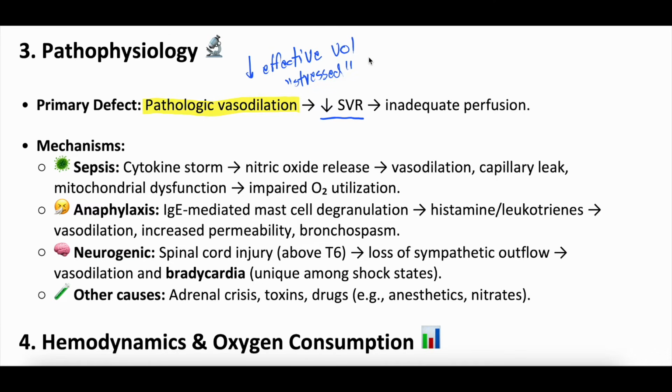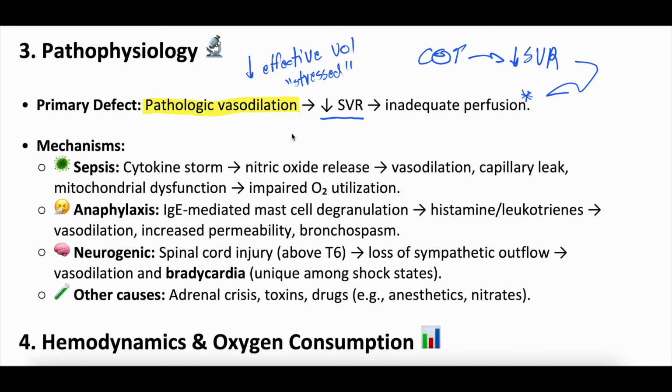And when this goes down, we sometimes are not able to adequately perfuse our organs. As we said, our cardiac output increases to try to compensate for this. But if the SVR is so low that we cannot circulate enough effective volume, we will get inadequate tissue perfusion, secondary to that pathologic vasodilation.